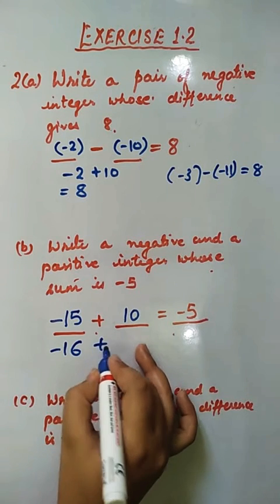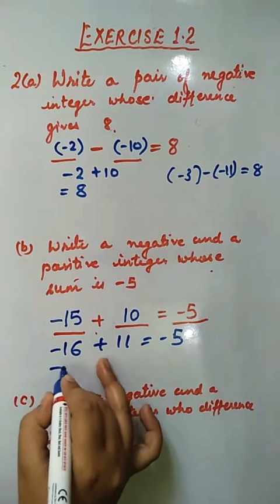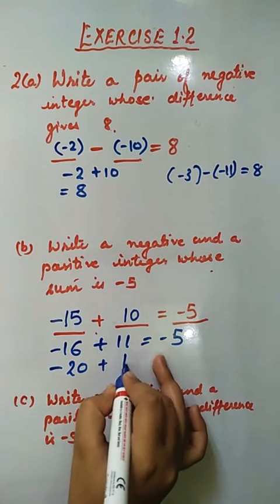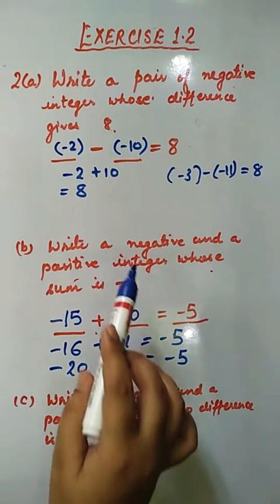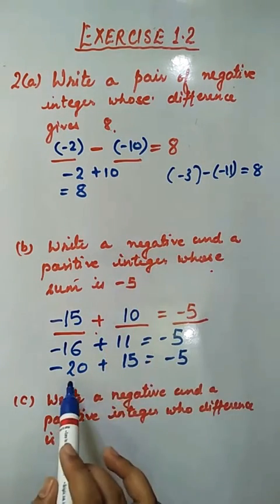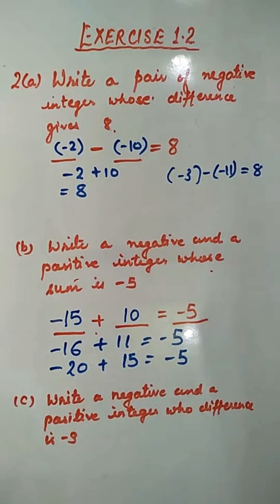-16 plus 11, again the answer will be -5. -20 plus 15, again the answer will be -5. So we are writing a pair of a negative and a positive integer whose sum is -5.